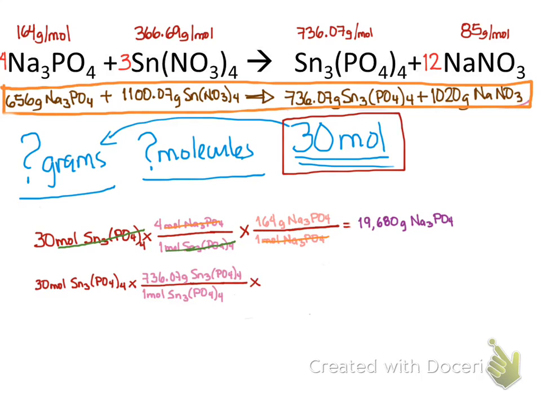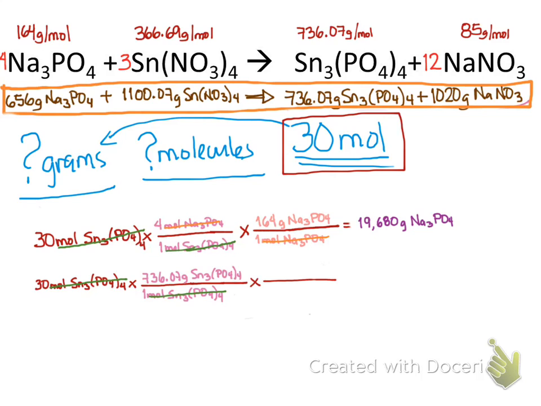What will I cancel here? I will cancel moles of tin phosphate with moles of tin phosphate. And then I will use the conversion factor between grams of tin phosphate and grams of sodium phosphate. It is not so much.